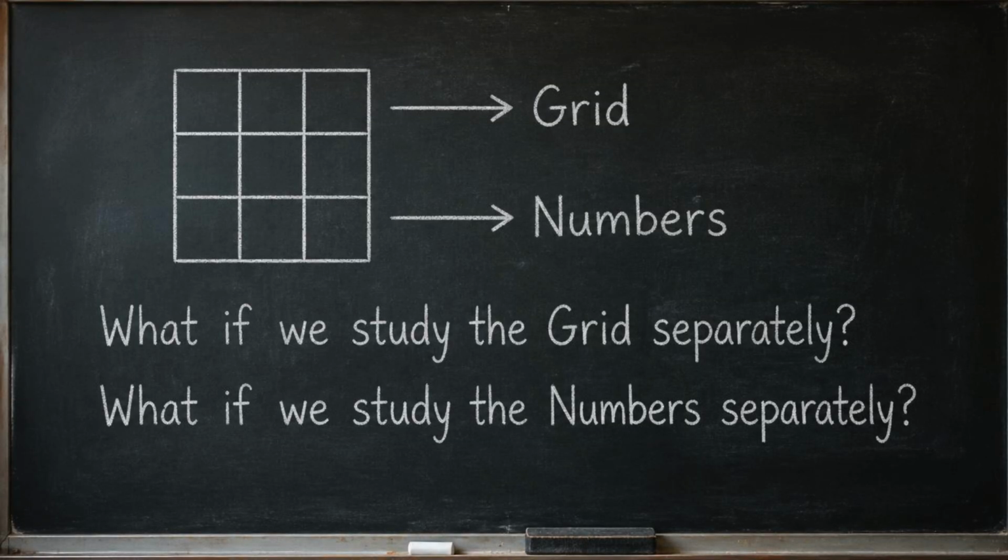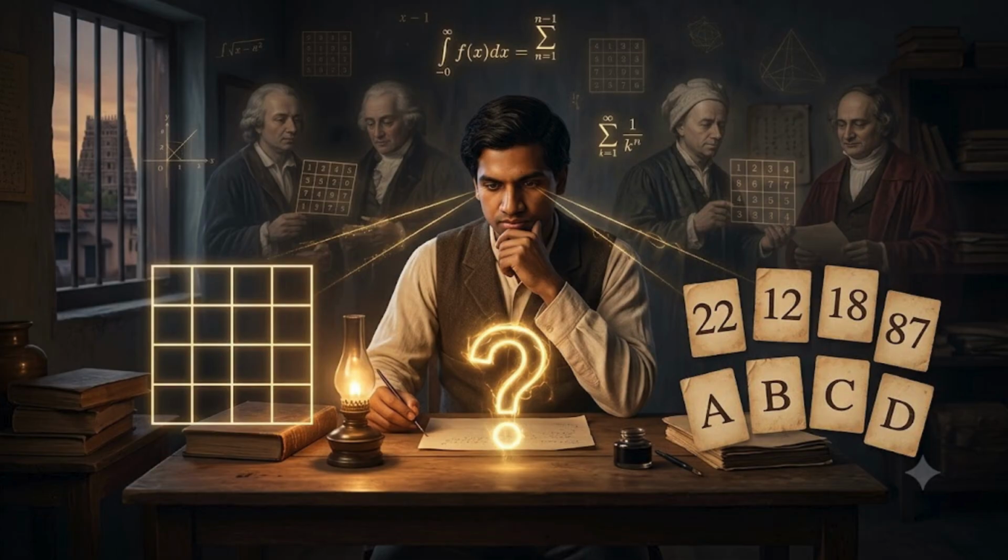What if we study the grid separately and the numbers separately? This leads to a deeper question. Is the pattern only inside the grid, or do the numbers themselves contain some hidden mathematical structure? Questions like these help us see magic squares not just as simple number puzzles but as a deeper area of mathematical exploration. Now, an important question comes up.